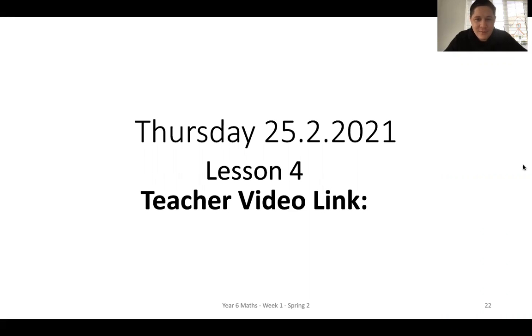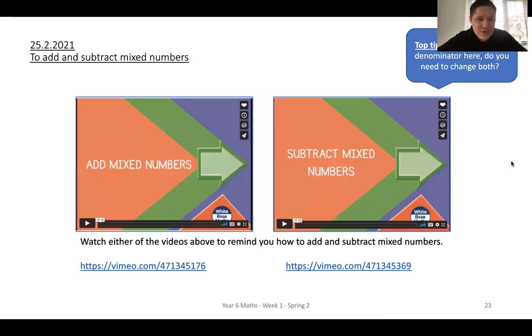Let's have a look at what we've got in store. Yesterday, we were adding and subtracting fractions. Today, we're going to take that a little step further, and we're going to add and subtract mixed numbers. You know all about mixed numbers because we did that on Monday and Tuesday, but there's two videos here, one for each, adding and subtracting, just to remind you about how we're going to do our addition and subtraction when we've got mixed numbers.